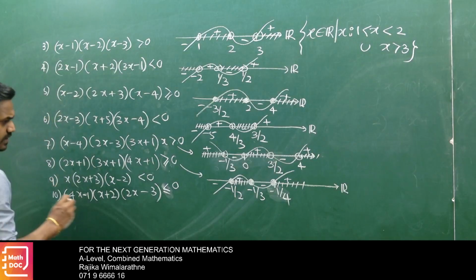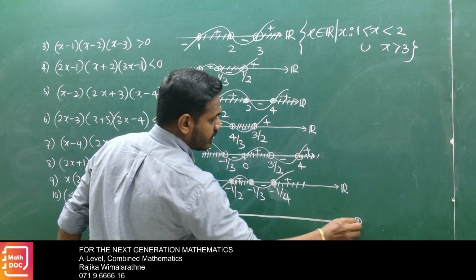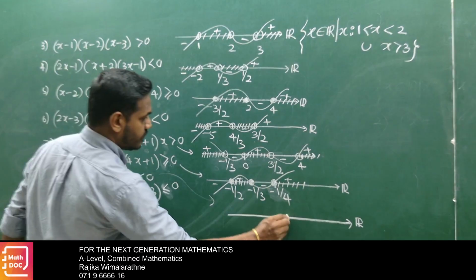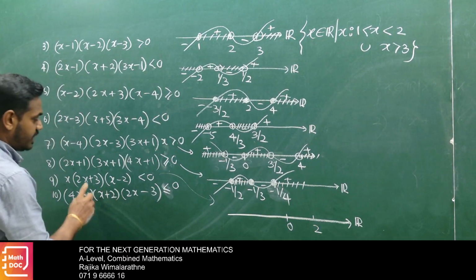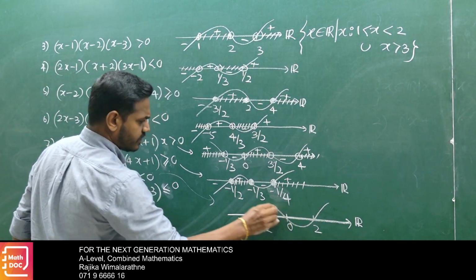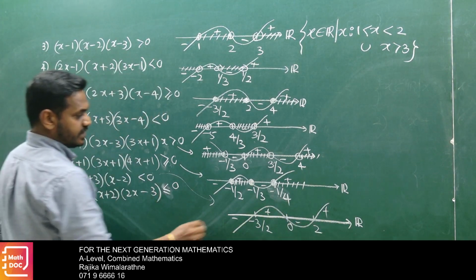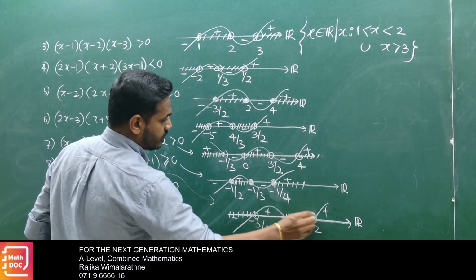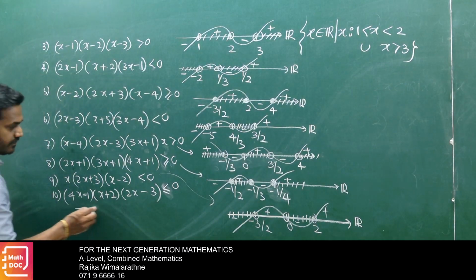Okay, ninth one. Here real number line. Here 0. Here 2. And here minus 3 over 2. Negative, positive, negative, positive. Then negative region, and here. Finally write solution.